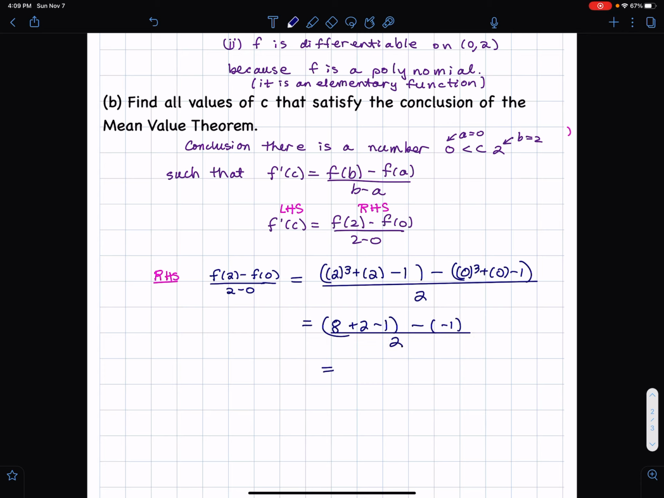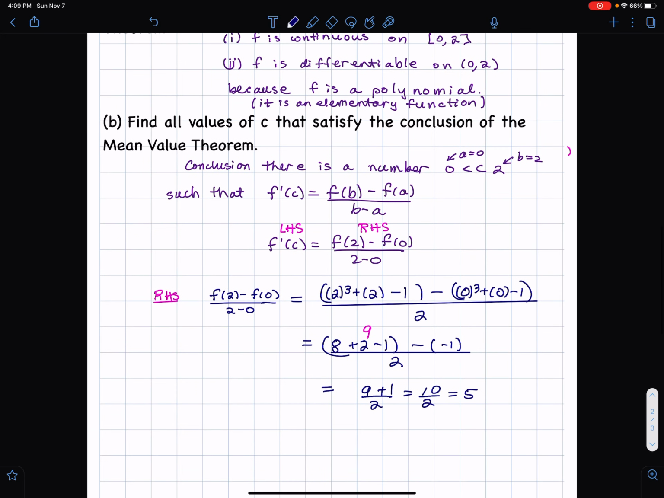So 8 plus 2 is 10, minus 1 is 9. This makes 9 plus 1 over 2, which is 10 over 2, which is equal to 5. Okay, that's the right-hand side. All this stuff on the right-hand side is equal to 5. And what we're going to do is take the derivative and set it equal to the right-hand side, which is 5, and solve.